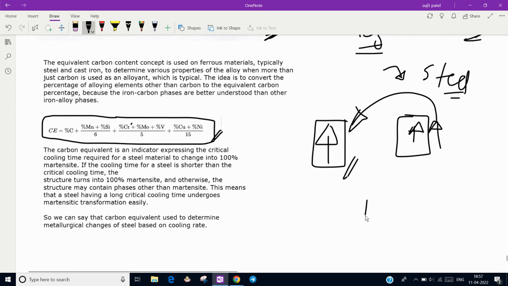In the TTT diagram you have heard one word, that is the critical cooling curve or critical cooling time. If the cooling time for a steel is shorter than the critical cooling curve, then the structure turns into 100% martensite. Otherwise, the structure may contain other phases like bainite or pearlite. So this means that the steel having a longer critical cooling time undergoes the martensite transformation easily.